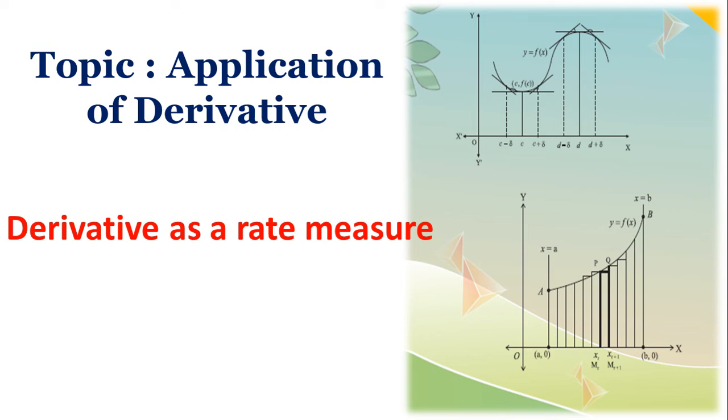Dear students, from the topic application of derivative, today we are going to discuss derivative as a rate measure. We know that dy by dx means rate of change of y with respect to x. It indicates or calculates the rate of change of a certain value with respect to another value. That is called dy by dx. So we will discuss some examples related to derivative as a rate measure. So let us see here.